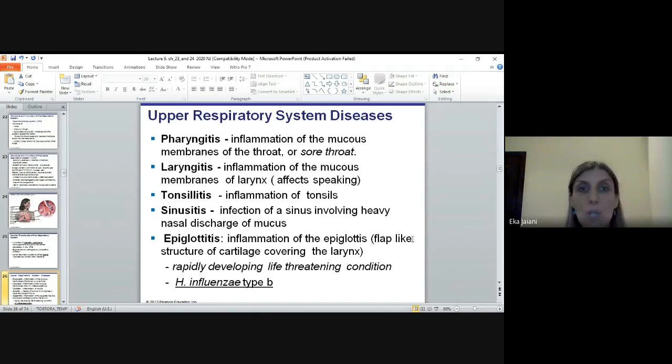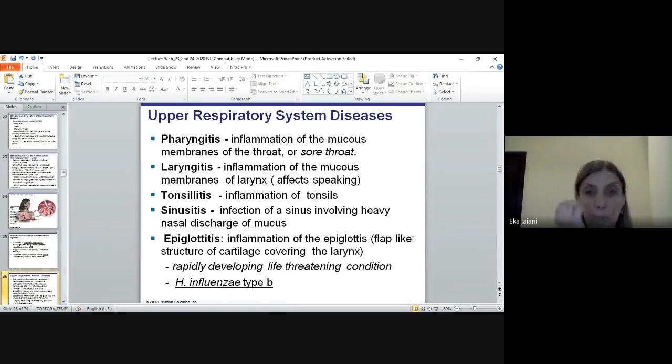Again, some definitions. What is pharyngitis? Well, what we call the sore throat. Yeah, this is pharyngitis. What is laryngitis? Sometimes when we have a sore throat, we cannot talk. We have no voice coming out. This is due to inflammation of the larynx. This is laryngitis. What is tonsillitis? Inflammation of the tonsils.